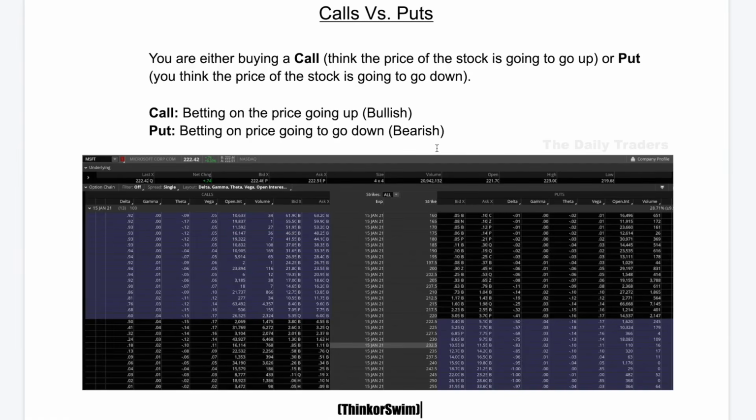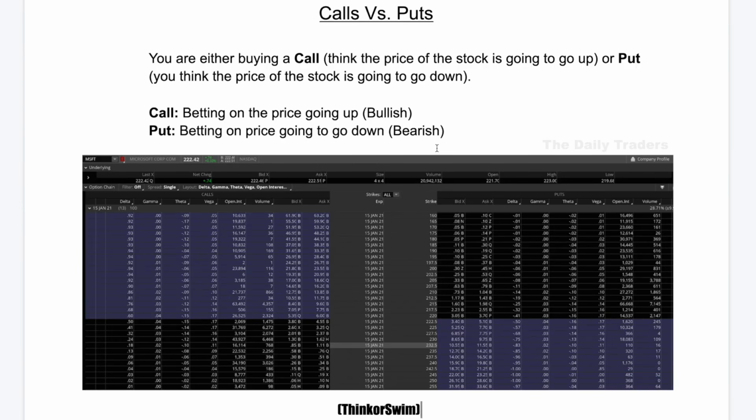All right, let's talk about calls versus puts. What's a call? What's a put? Because you're either going to be buying a call or you're going to be buying a put. Now, a call means you think the price of the stock or the underlying asset is going to be going up. Quick side note, you can buy options for a bunch of different stuff. I'm talking about stock options. This lesson is to do with stock options. So call, you think it's going to go up.